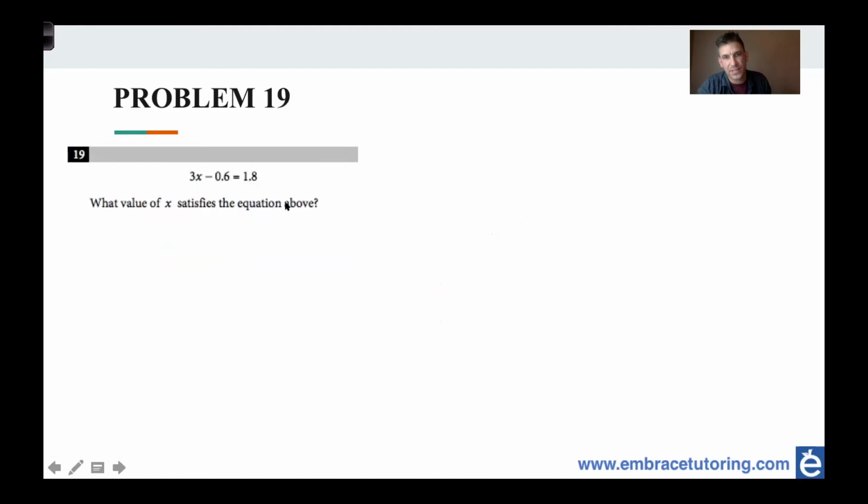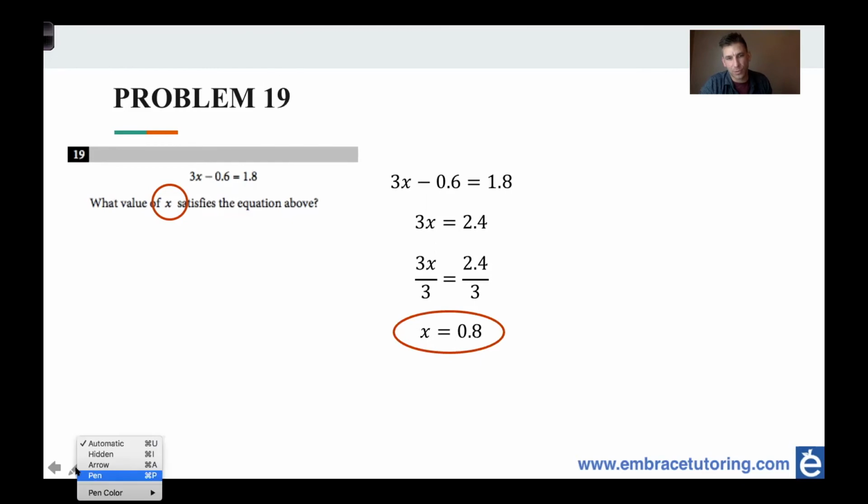What value of x satisfies the equations above? Okay, well, all right, 3x minus 0.6 equals 1.8. And now remember, you're in the non-calculator section, so if you have trouble with decimals, then that's understandable. And I'll show you guys some quick hacks to make that easier. What value of x? I would just add the 0.6 over to the other side, and I get 2.4. So 3x equals 2.4. If you have trouble, I'm just dividing by 3 on both sides, and I end up getting 0.8.